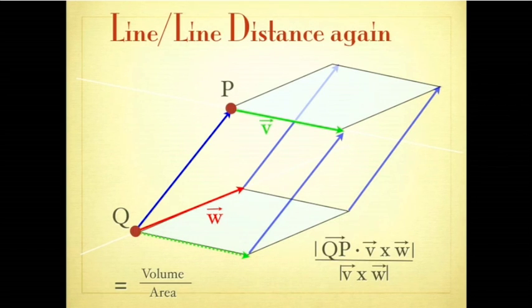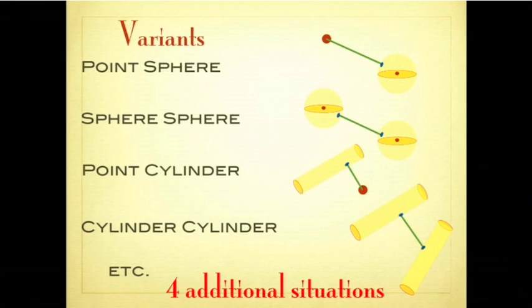And so it should be possible to do that without actually memorizing qp times v cross w, things like that. You can actually just see it.